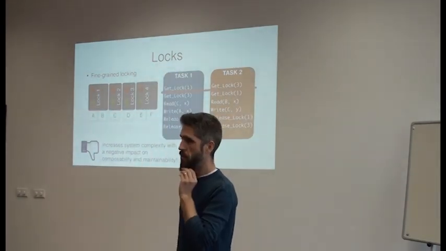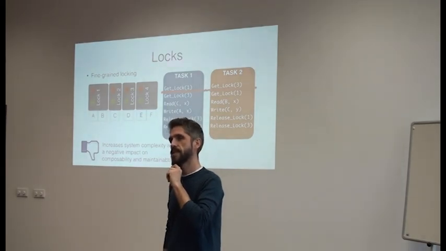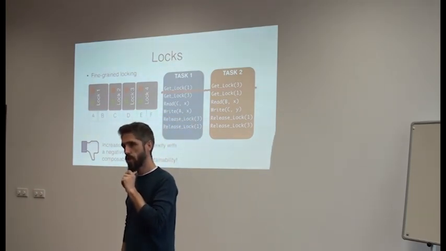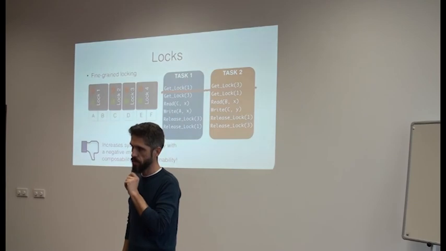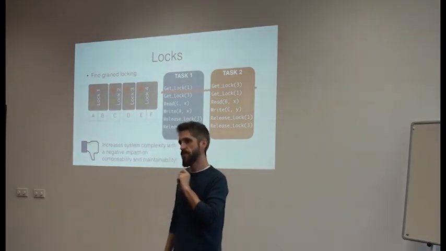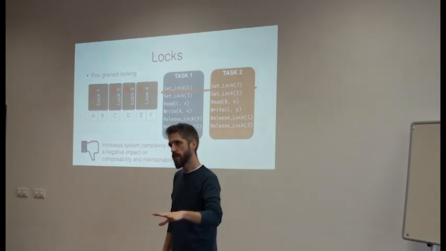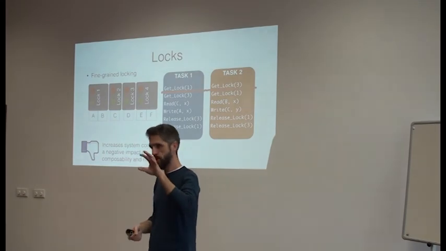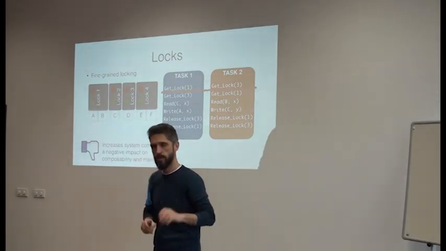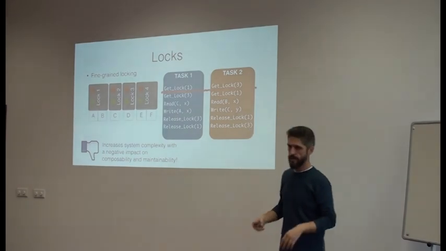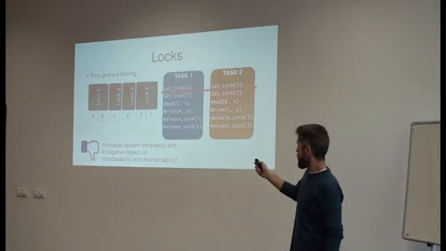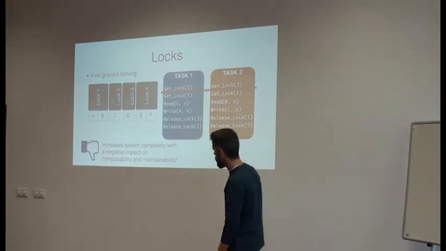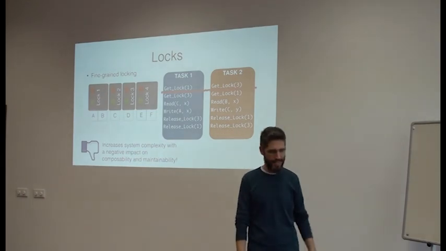And the problem of having locks is also that the programmer must know which lock controls which resource. So if you have many resources and many locks, you will need an extensive documentation saying that this resource is owned by this lock, this resource by this lock. And in fact, you will get a programmer's hell. So fine-grained locking increases system complexity with a negative impact on composability and maintainability.